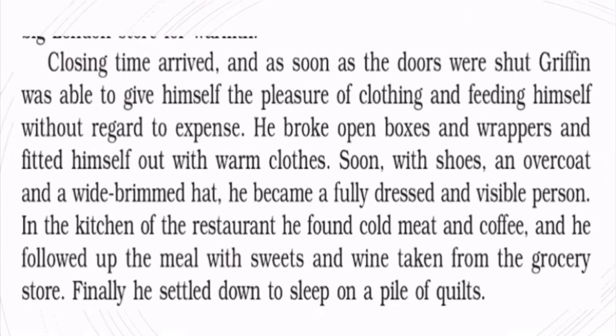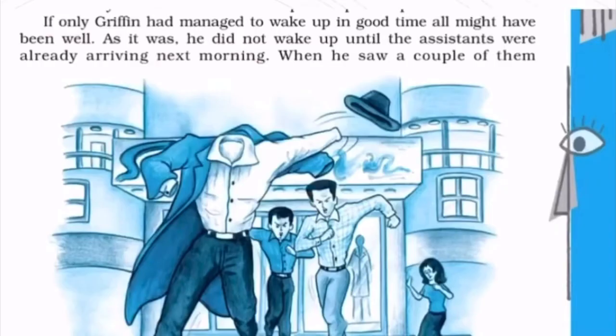In the kitchen of the restaurant, he found cold meat and coffee, and he followed up the meal with sweets and wine taken from the grocery store. So, in the kitchen, he ate cold meat and coffee. Then he followed it with sweets and wine, which he had taken from the grocery store. Finally, he settled down to sleep on a pile of quilts.